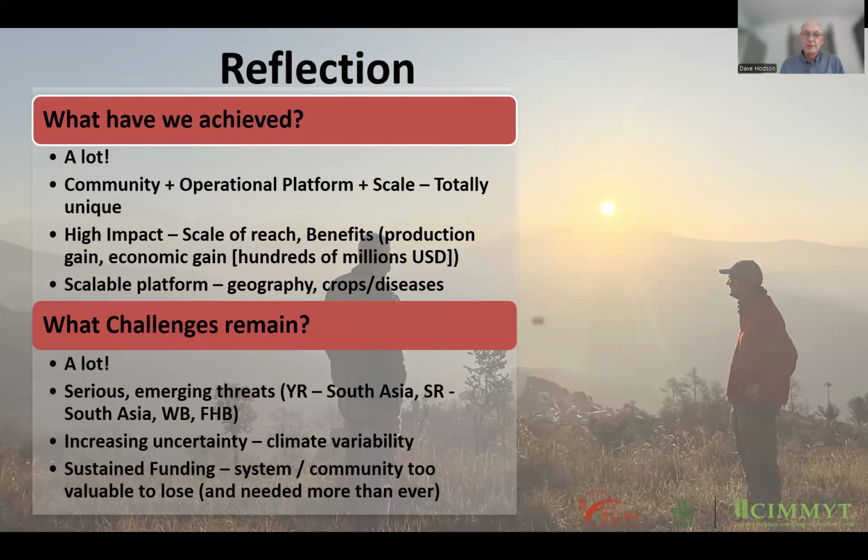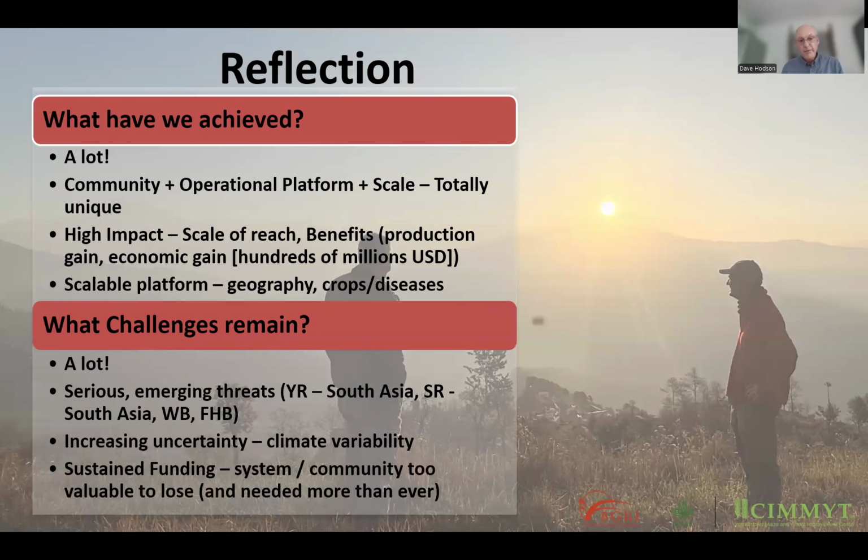And also, it's a scalable platform. We can expand this to new geographies. We can also bring in new crops and other diseases as well. Challenges, yes, a lot still remain. I mean, there's really serious emerging threats, which I've tried to highlight in this talk. The yellow rust situation in South Asia, and then the global consequences, stem rust, the changing situation in South Asia, wheat blast spreading in different parts of the world.